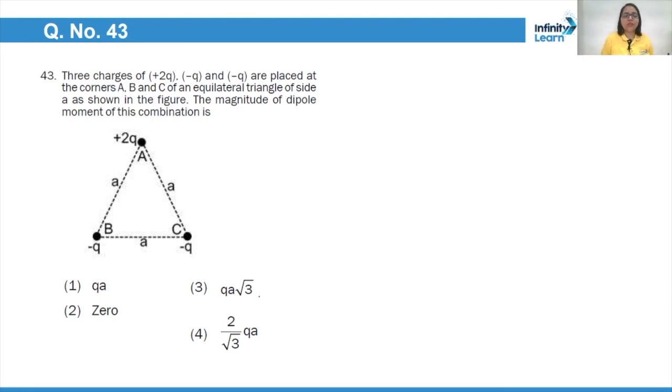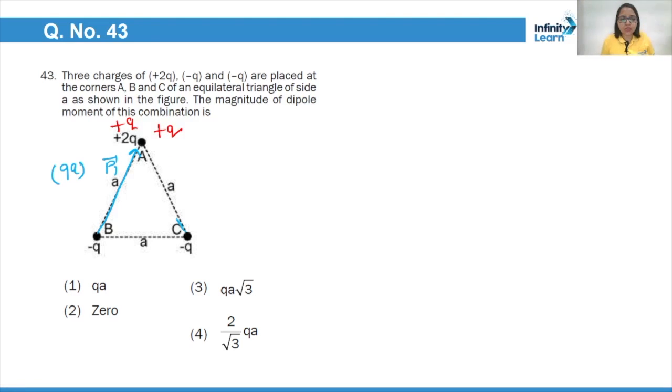Question number 43. We have three charges plus Q, plus 2Q, minus Q and minus Q placed at the corners A, B and C of an equilateral triangle of side A as shown in the figure. The magnitude of dipole moment of this combination is. So we can break this plus 2Q as plus Q and plus Q, right? So dipole moment because of this combination over here will be like this, negative to positive. This is P1 vector and the magnitude of P1 vector will be QA, charge into separation.